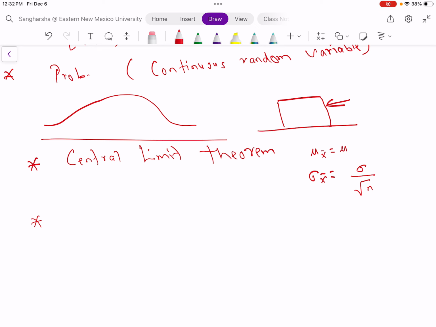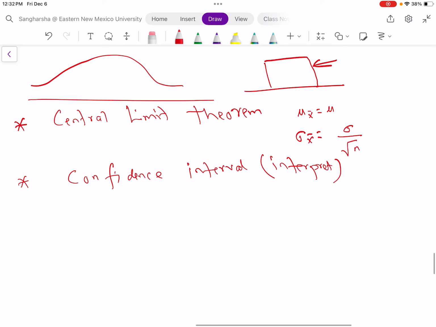Next one, you will be asked to find a confidence interval. That's what we practiced. Confidence interval and interpret. You should write down the meaning of that interval for you. So make sure you practice a question where you are asked to find a confidence interval. And when you are finding the confidence interval, make sure you know the parameter, sometimes there might be a parameter mu or parameter p. The formulas are different for different parameters. So this is one type.